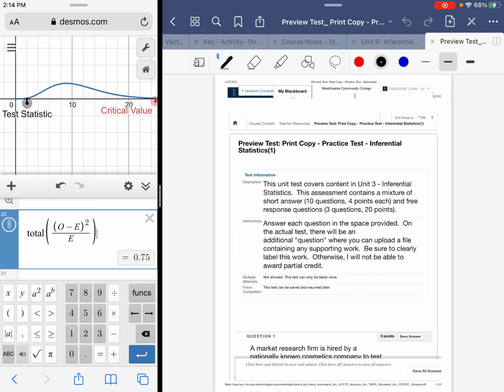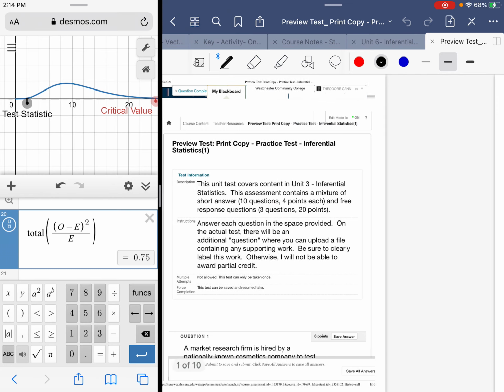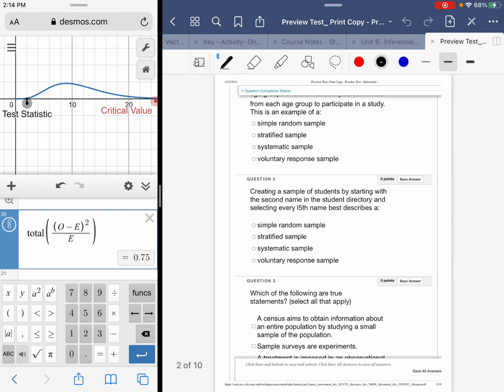So question number 1, a market research firm is hired by a nationally known cosmetics company to test new formulations of moisturizer. All right, so there's more to it. Using their extensive list of possible subjects, the market researchers first divide the subjects into 5 age groups, and then randomly select names from each group to participate in the study.